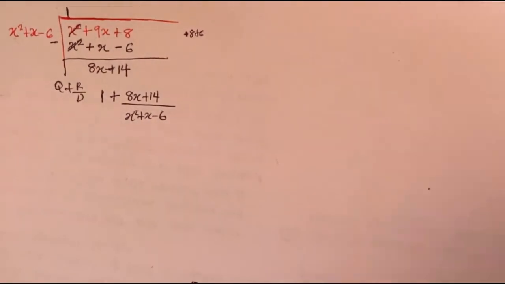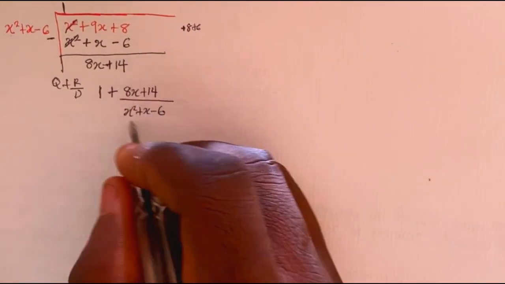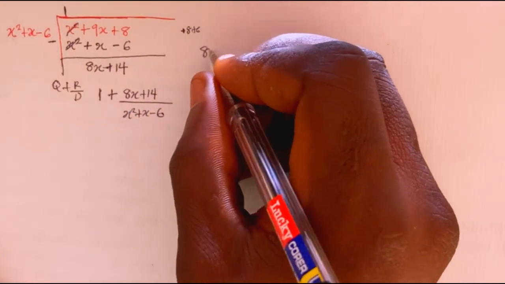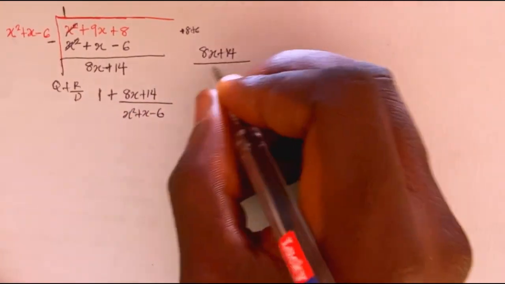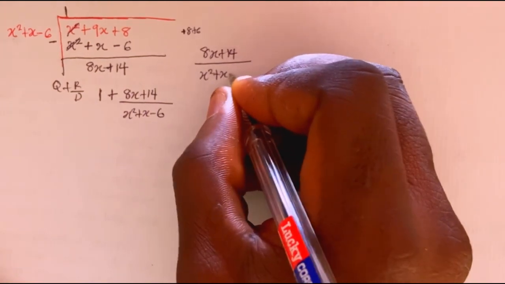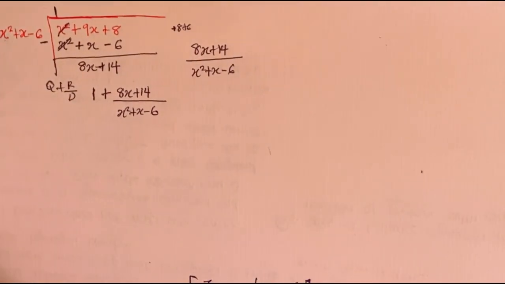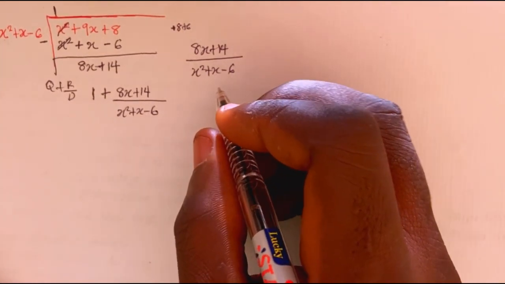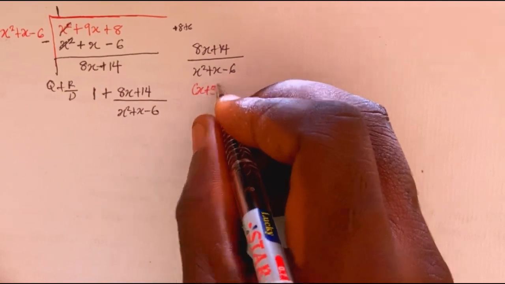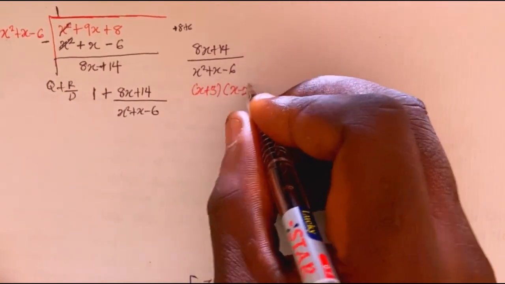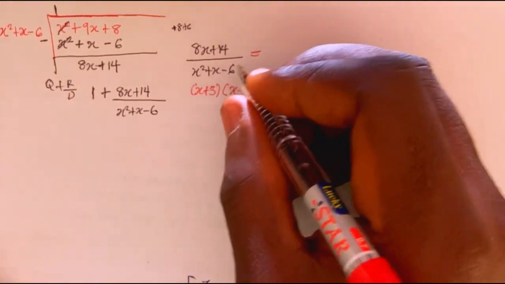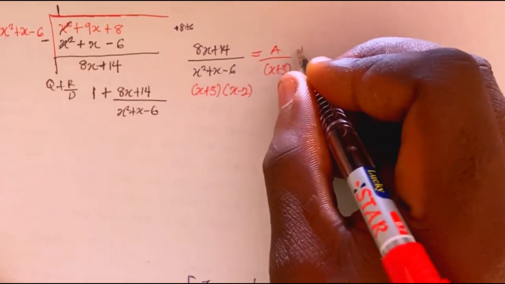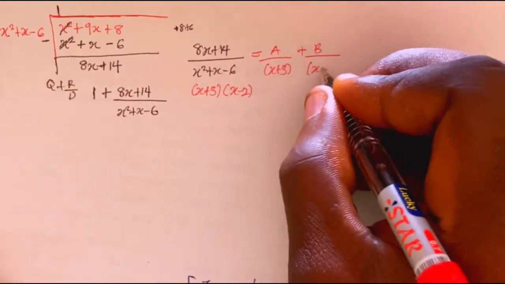So now, what I'm going to do is that I can resolve this into partial fractions. So resolving this into partial fractions, I'm going to have 8x plus 14 divided by x squared plus x minus 6. And you guys actually know that we've factorized this to x plus 3 and also x minus 2, right? So we factorize to be this. Then this is equivalent to A over x plus 3 plus B divided by x minus 2, right?